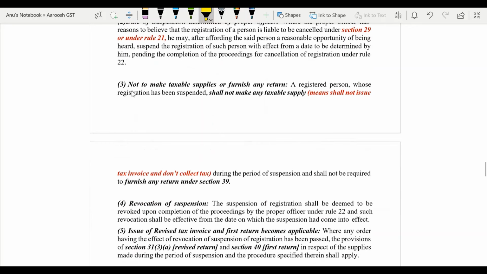Third, not to make taxable supplies or furnish any return. A registered person whose registration has been suspended shall not make any taxable supplies during the period of suspension and shall not be required to furnish any returns. So when my registration has been suspended, obviously I cannot make any taxable supply, I cannot make any sale, and I cannot furnish any returns, obviously.